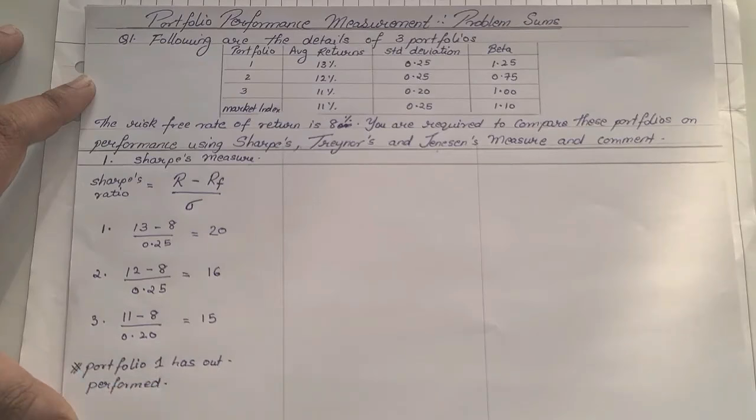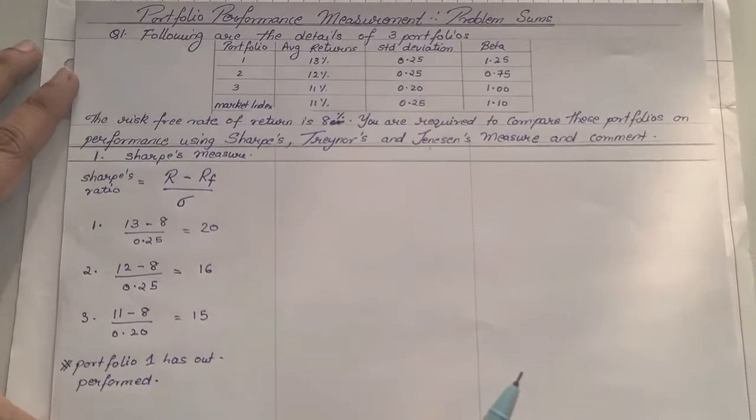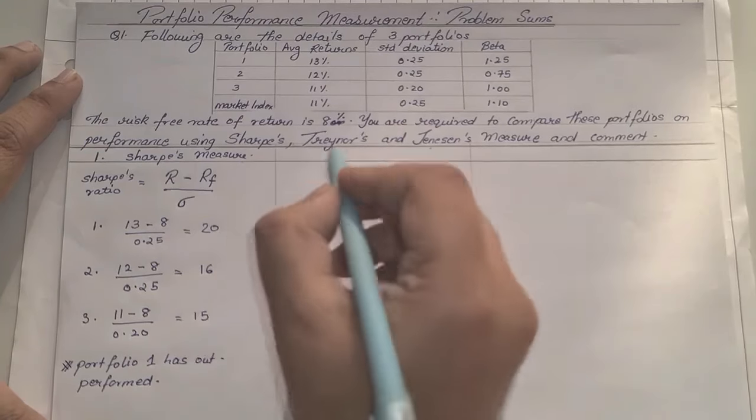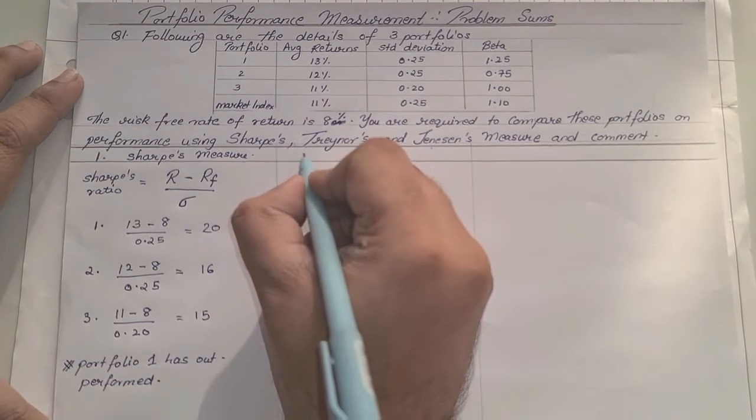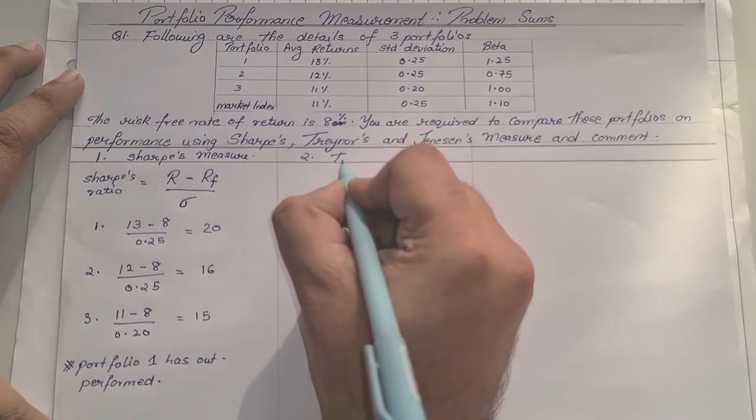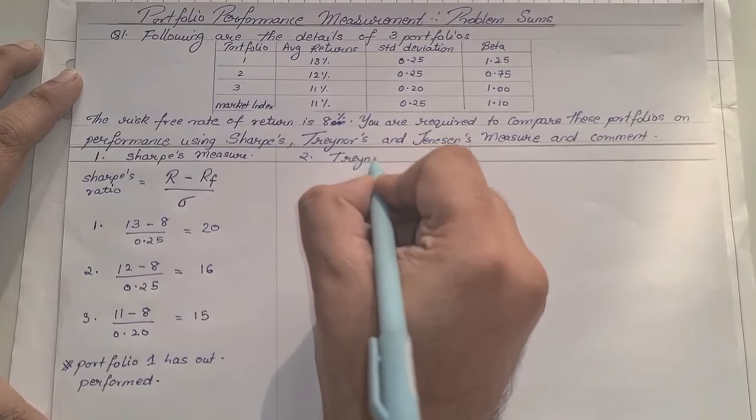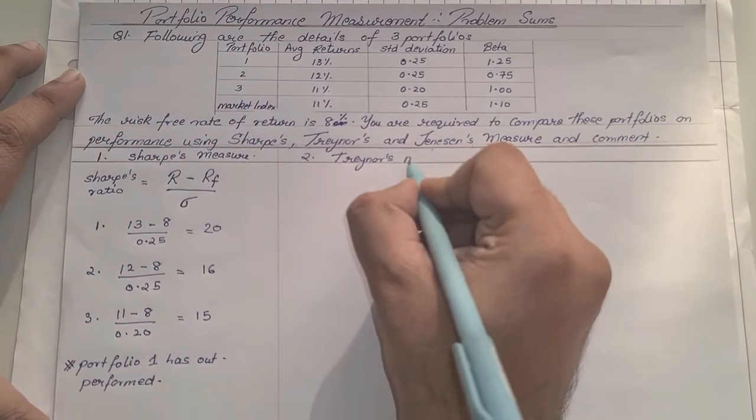Okay, that's our comment on Sharpe's measure. A very simple sum to solve. Now let us see the second method. It's known as Treynor's measure. So we'll just note down the heading. This is based on Treynor's measure.